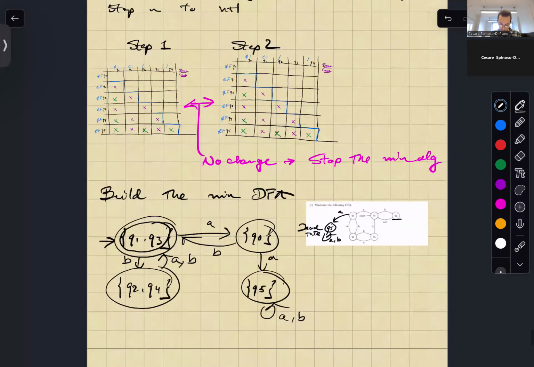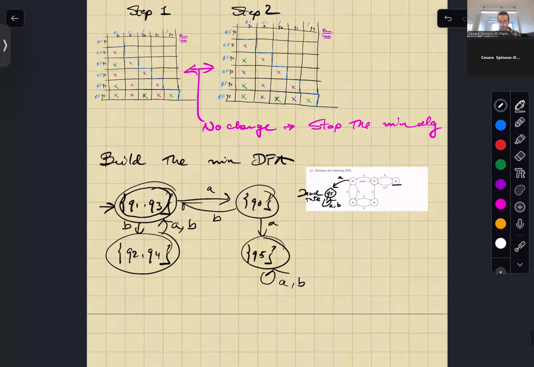Okay. And so that's how you run the DFA minimization algorithm.